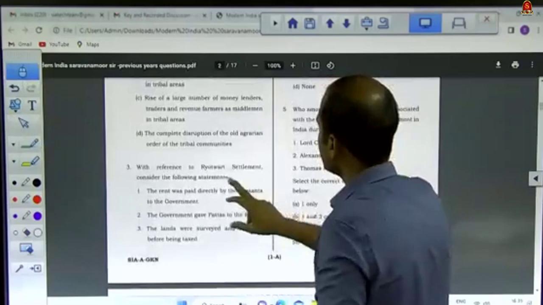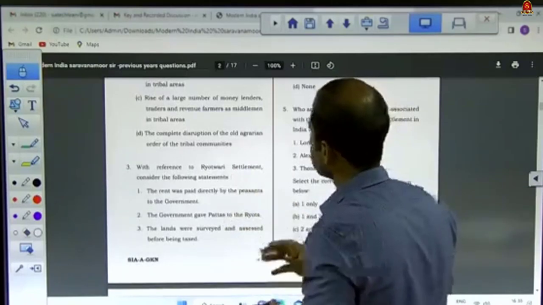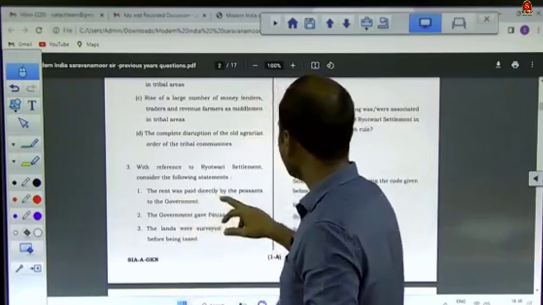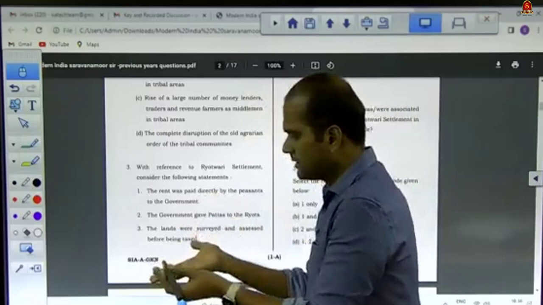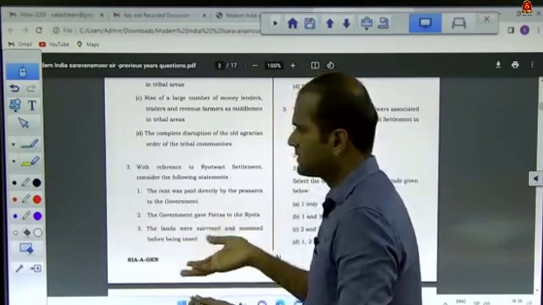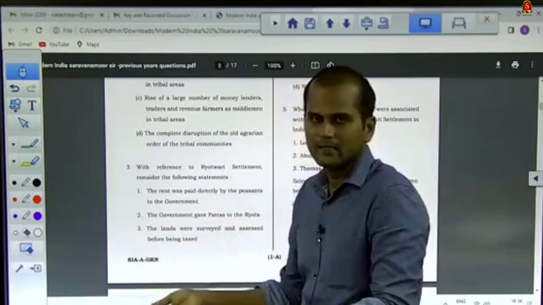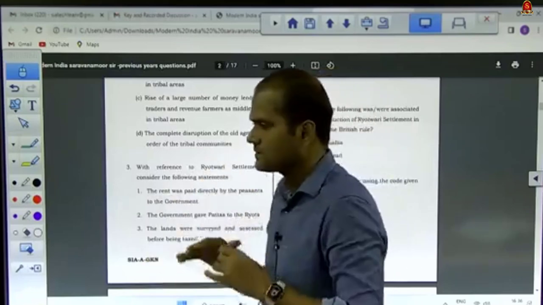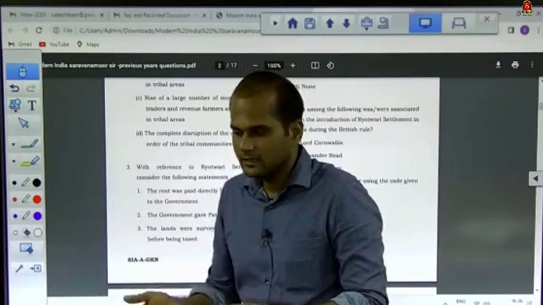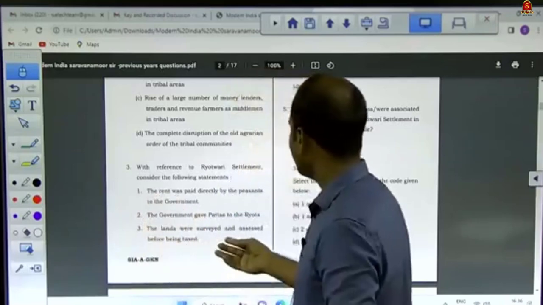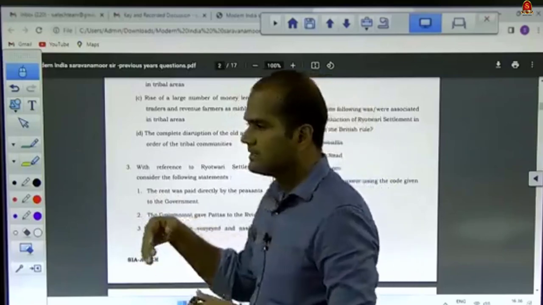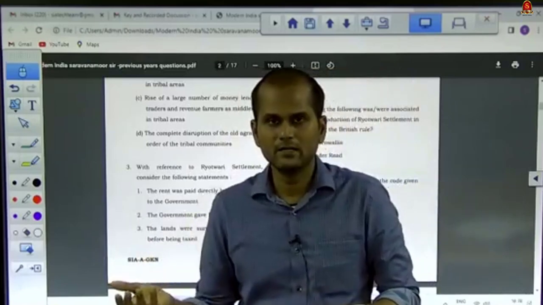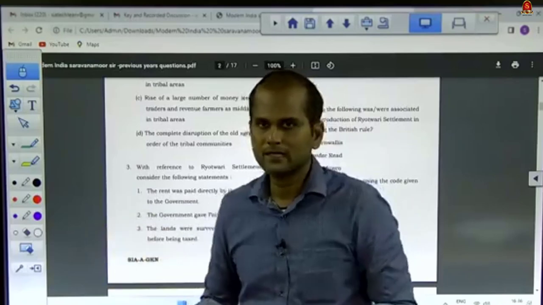Third, with reference to the Ryotwari system, consider the following statements. The rent was paid directly by the peasant, yes, in the Ryotwari system there is no middleman. The system was introduced in 1820. In Madras, Bombay, Coorg and parts of Assam, the rent was directly paid. The government gave pattas. All the lands were measured and pattas issued, so the title deed was very clear. The lands were surveyed and assessed before tax, but the land rent was revised once in 15 or 20 years. These are the other features of the Ryotwari system.